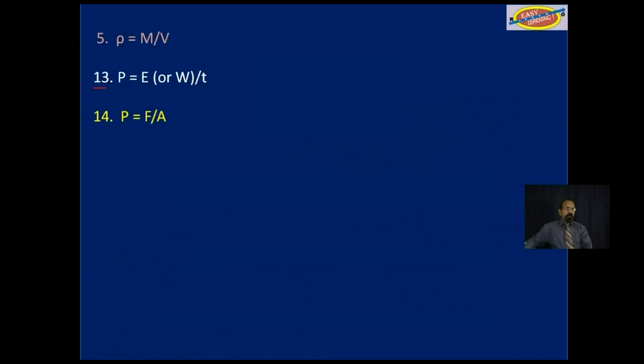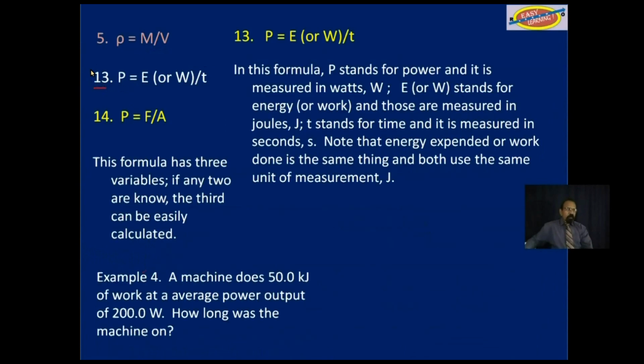We continue with Formula 13 with example 4. A machine does 50.0 kilojoules of work at an average power output of 200.0 watts. How long was the machine on? So we're given work, we're given power, and we want to find time.